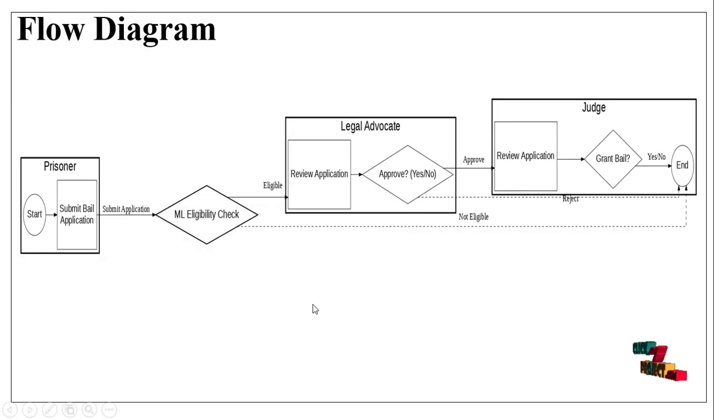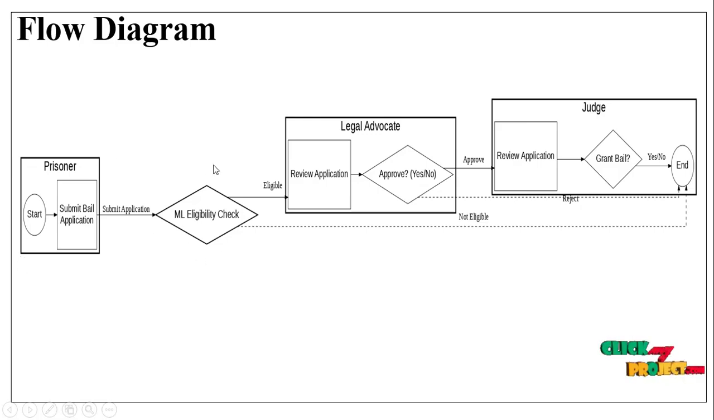This is the overall flow diagram. We have split this into three main modules: prisoner, legal advocate, and judge. The prisoner starts, then registers and logs in, then submits the bail application. It moves on to the ML eligibility check. If it is eligible, it is forwarded to the legal advocate; if it is not eligible, it is returned back to the prisoner. This is the prisoner's module.